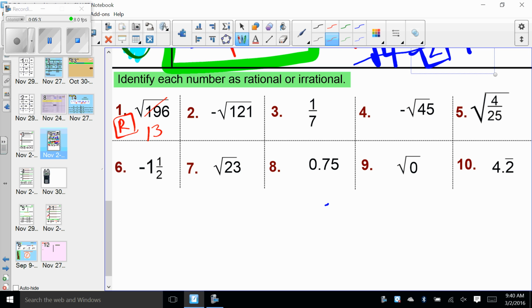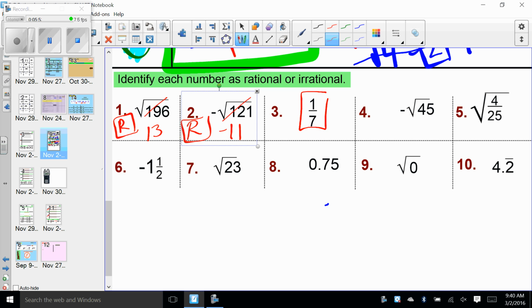Remember, rational numbers are nice numbers, things that are nice. The square root of 121 is 11. Reattach the negative. That's a nice number, just a negative integer. It's like owing somebody $11, which isn't great. But mathematically speaking, the number itself is considered rational.